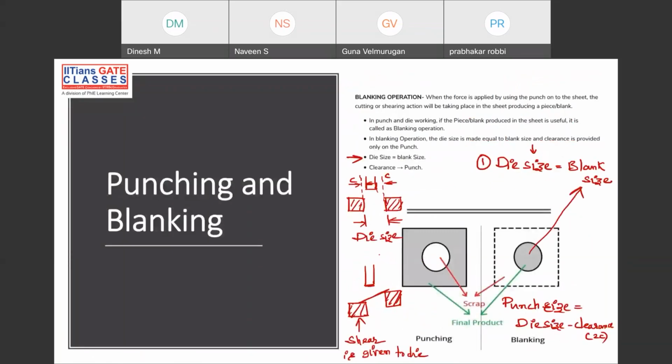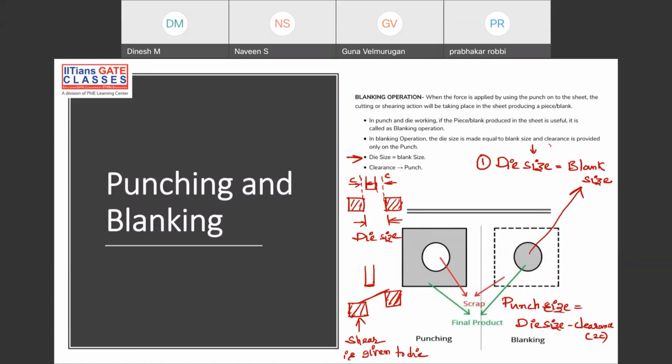Here shear is provided to punch. No. Here how, sir? How can I provide shear? Because you just make this kind of arrangement with the die. Then your punch is the same. Then you try to punch. Is it okay? So shear is provided onto the die here. Shear is provided to die. Yeah, it's vice versa only.